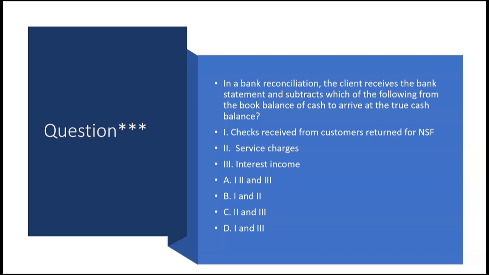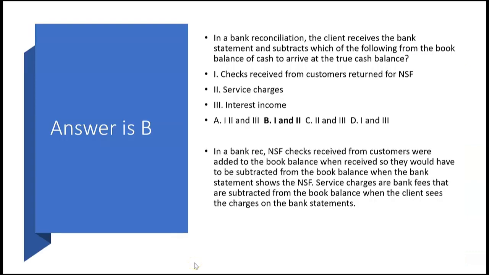What about 3? Interest income. Well, the bank knows about the interest income because it's on the bank statement already. You don't know about it in the checkbook until you see the bank statement, and then you would add it to the book balance, not subtract it. So 1 and 2 are correct here. 3 is wrong, so we're going with letter B.